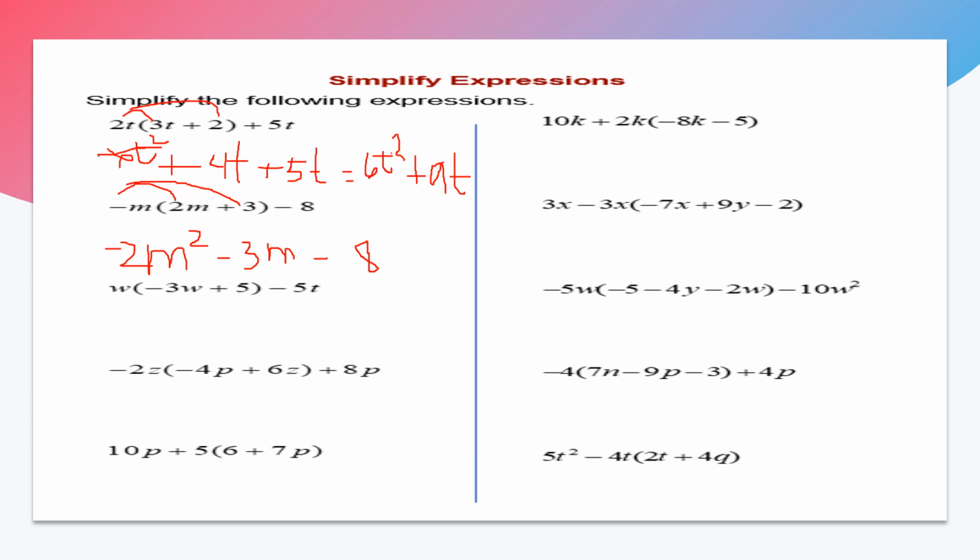Let's have another. W times negative 3w. So we have negative 3w squared plus 5w minus 5t.